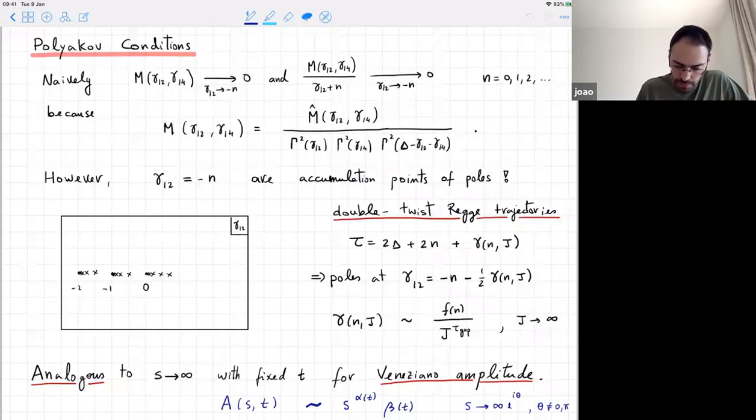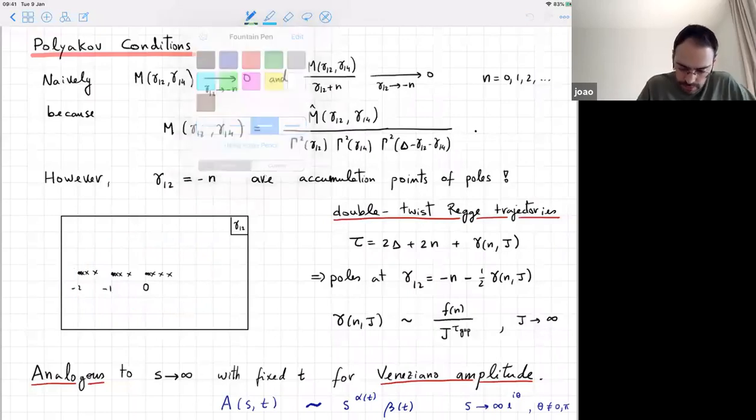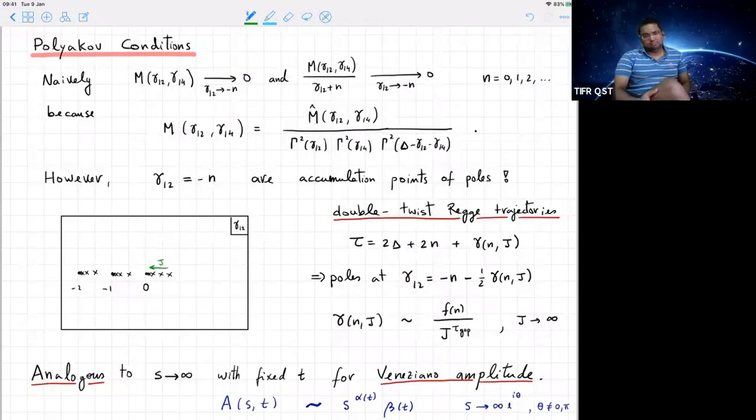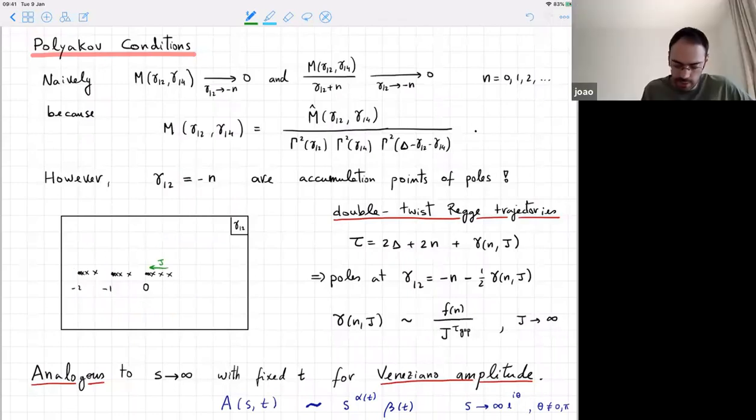So this is the picture. You have here the complex plane of gamma 1 2 at some fixed value of gamma 1 4. And we know that there are poles associated with the double twist Regge trajectories, which at large spin, so this is spin growing like that, and spin equals infinity accumulates at that point. And so what we're asking is, what is the behavior of the function at this accumulation point?